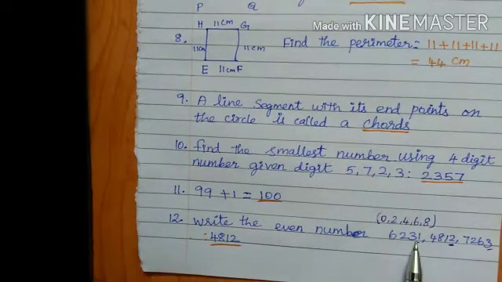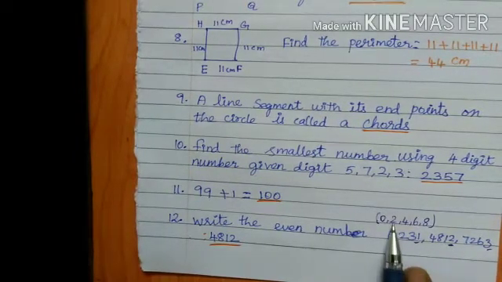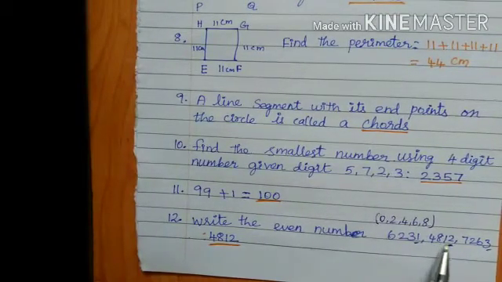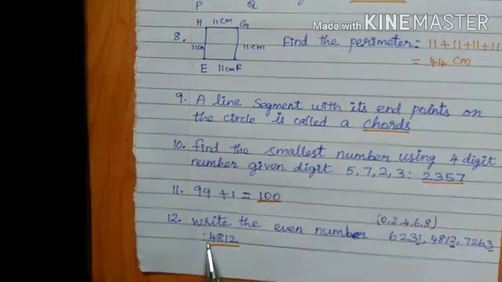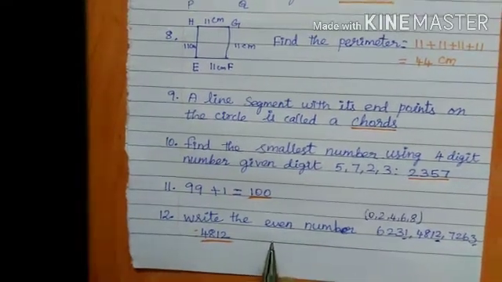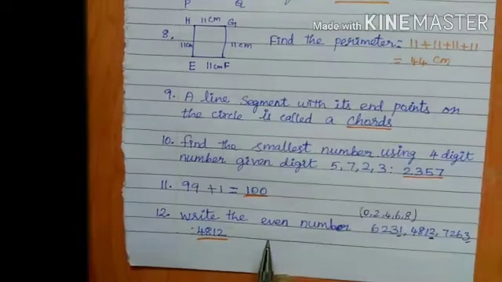So here 1, no, this is not an even number. 2 is here, even number. 3 is not. So 4812 is an even number. Okay children, do you understand this one topic? Shall I move on to the next one?